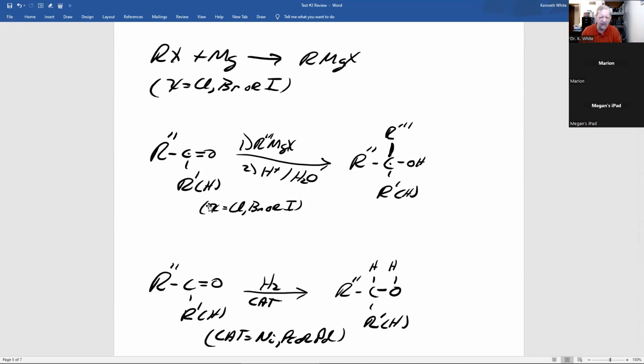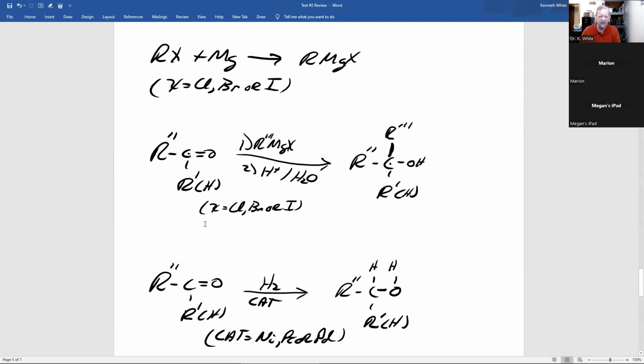Take an aldehyde or ketone, first step react it with the Grignard reagent, second step acid and water. You do something very special. You make a carbon-carbon single bond and you make this alcohol. And remember, I forgot to mention here, X in the Grignard reagent can be chlorine, bromine, or iodine.